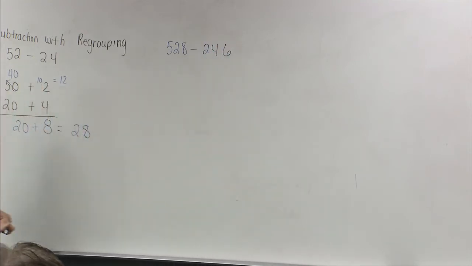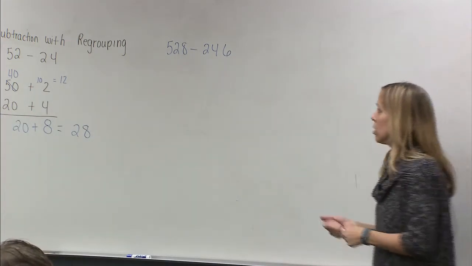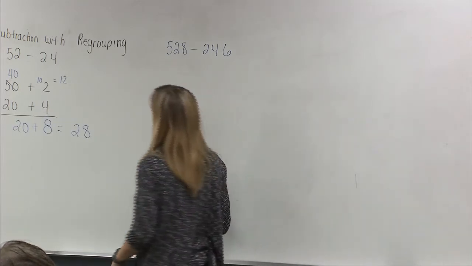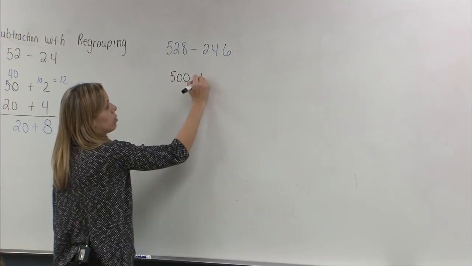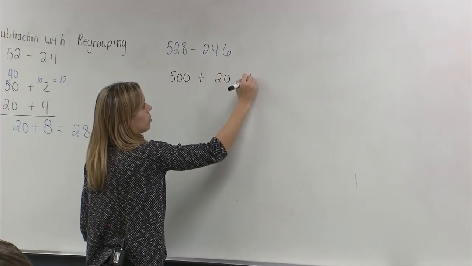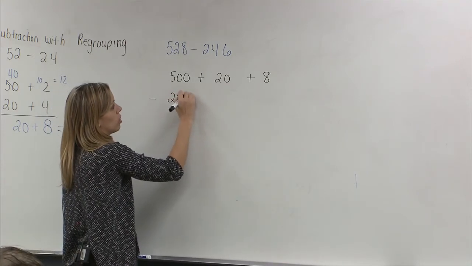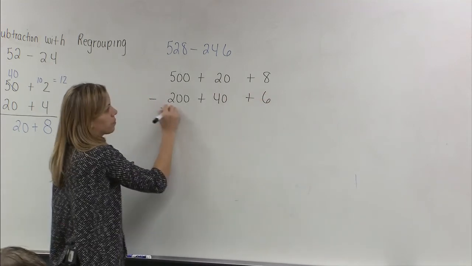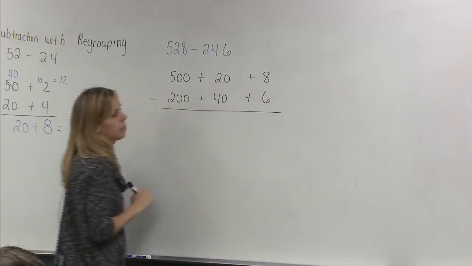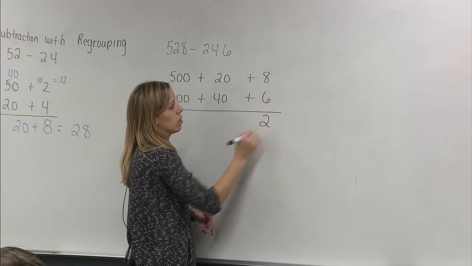Let's look at 528 minus 246. We can do the same thing with as many digits as we want, but we can do the same thing with 3 digits. So I would break this apart into 500 plus 20 plus 8. And then we're going to subtract 200 plus 40 plus 6. So here I can do the 8 minus 6, which gives me 2.